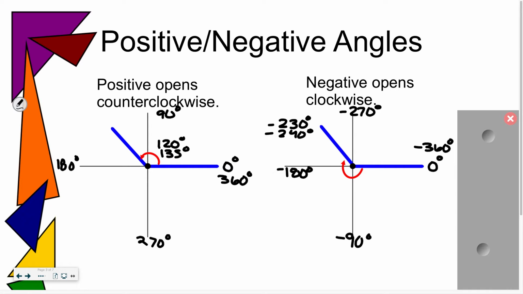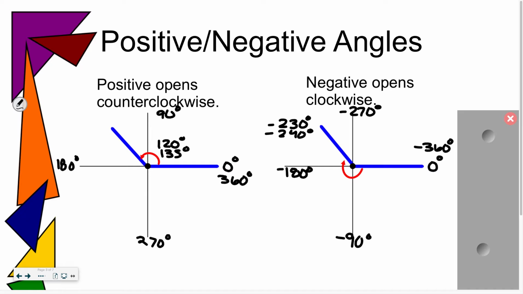Okay. So isn't that interesting? Do these two angles without the red arcs really look like the same angle? Yes. Yeah, but then depending on which direction the arc goes, we have a different name for the angle, right? One of them is 120 degrees and the other is a negative 240.